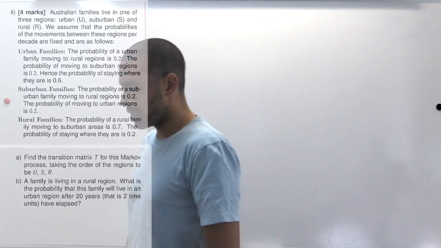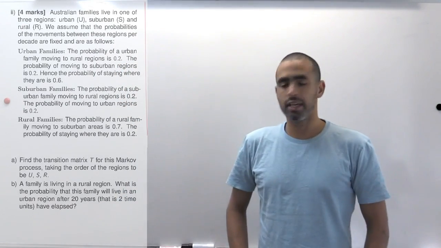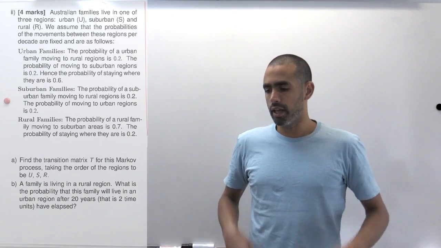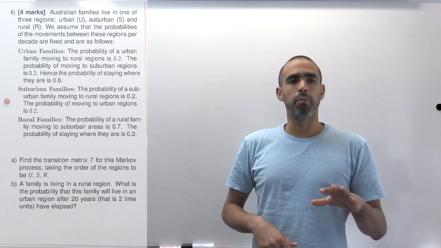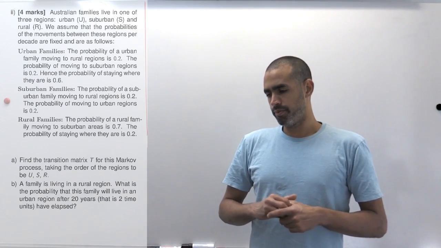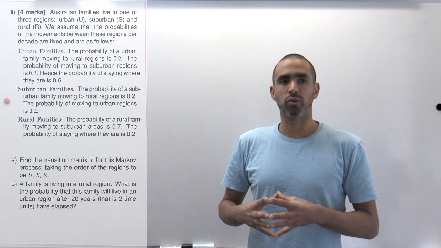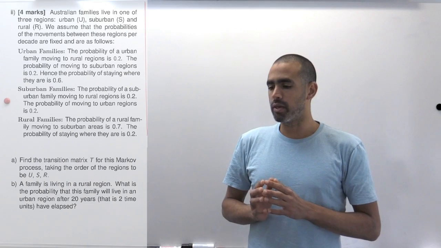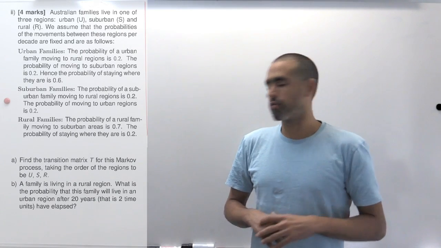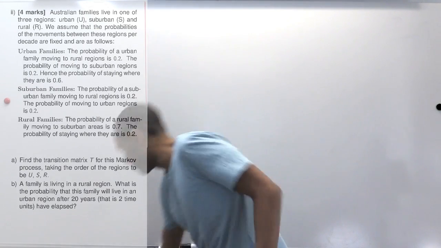Cool. So the question is about Australian families living in 3 different areas, and it gives us the probabilities of a family moving from one area to the other. Again, this is a Markov process question, and the first part asks us to write down the transition matrix for this Markov process. So let's go.